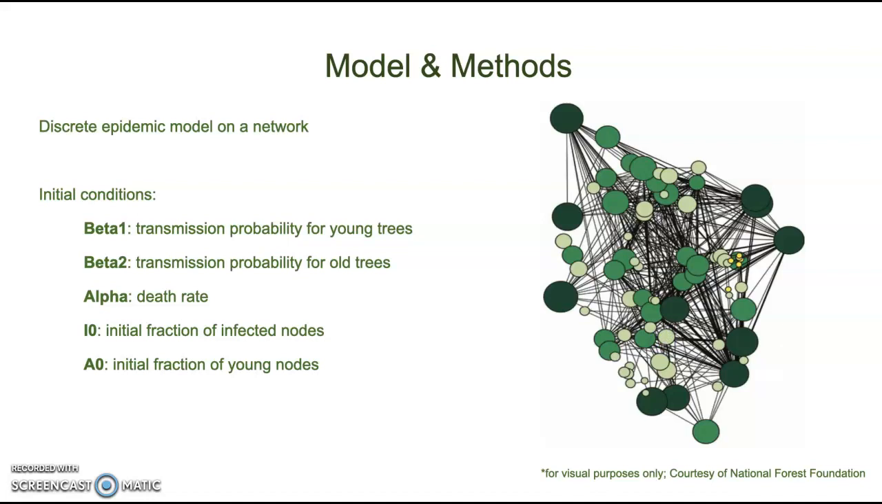So to model this system, I'm using a discrete epidemic model on a weighted network using the classic SI epidemic model as a foundation. However, instead of only having 2 state variables for susceptible and infected nodes, I've included 2 more for age groups, and that would be young versus old. My reasoning for this is that I've learned younger, thinner trees are more susceptible to infection.